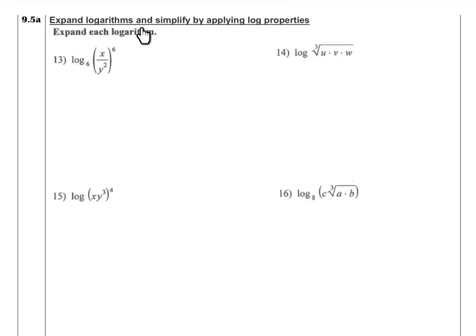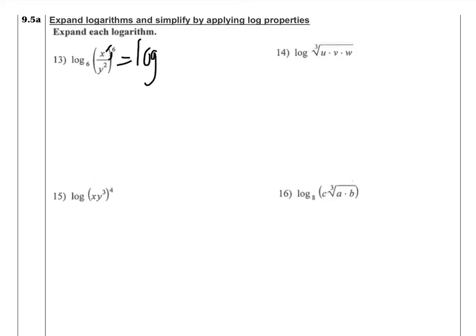9.5a wants us to expand logarithms and simplify applying log properties. Right here, we just want to expand them. So let's go ahead and do these 4 problems. This first one here is to pull it apart. Now, the first thing I want to do before expansion is let's go ahead and actually take this little 6 and distribute it to both of these pieces. So I'm going to give this the 6 and that the 6.